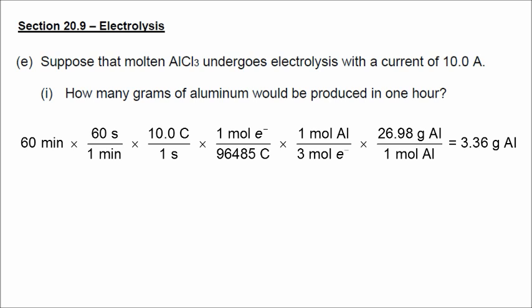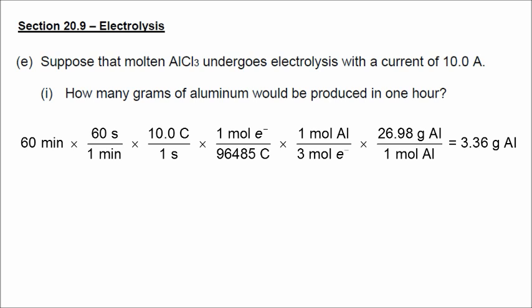Multiplying by 10 amps, that's 10 coulombs per second. Using the Faraday constant to go from coulombs to moles of electrons. There are 3 moles of electrons for every 1 mole of aluminum. That's the valence electrons to convert aluminum ions into aluminum metal. That's a 3-to-1 ratio. And then finally, the periodic table tells us the molar mass of aluminum. So the correct answer, after all of these units are canceled out, is 3.36 grams of aluminum.